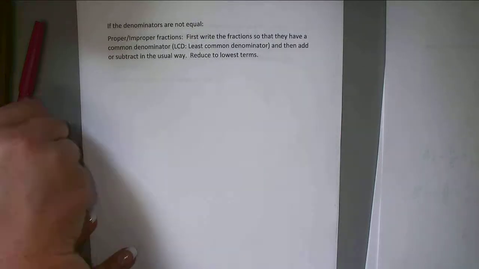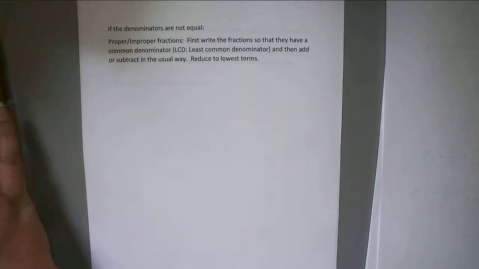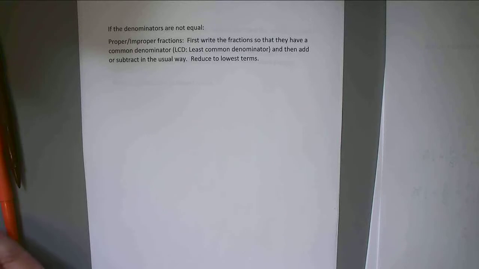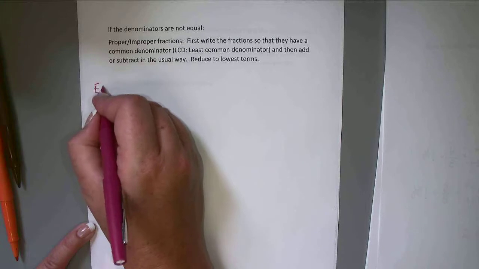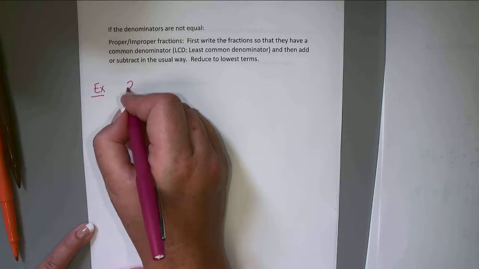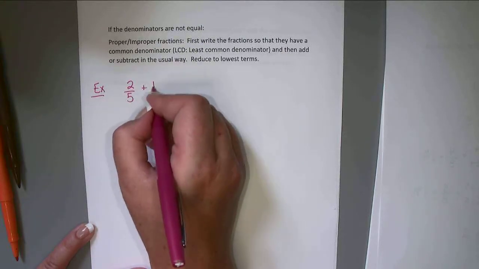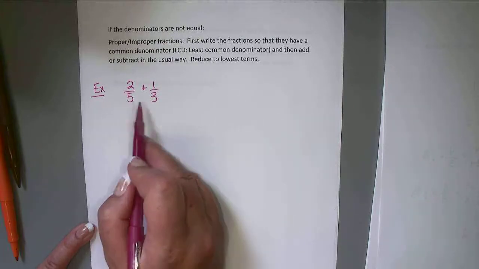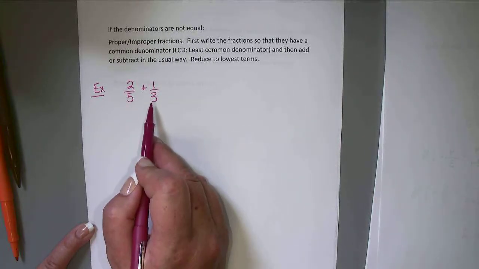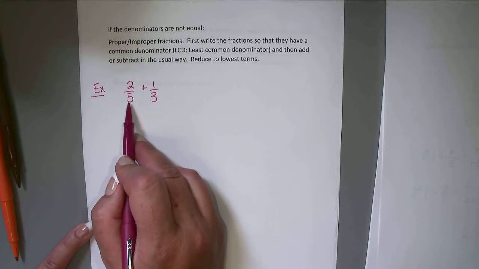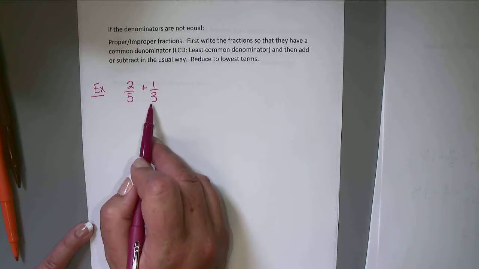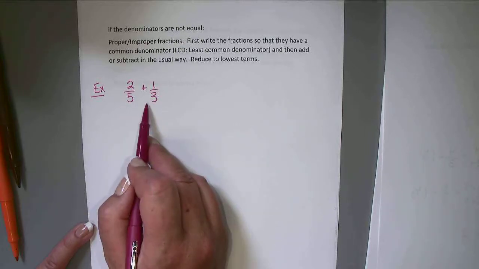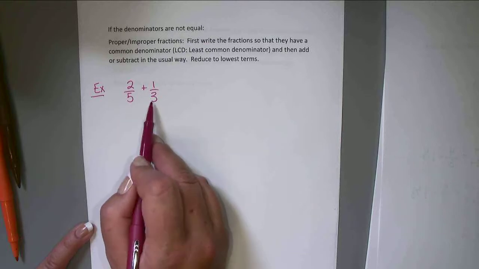So if the denominators are not equal, then we first find a common denominator. So we'll call that the LCD, or the least common denominator. So for example, if I have 2 over 5 and I want to add 1/3, I can't add them because the parts are not equal. So fifths are smaller than thirds, and we can't add them together unless we make them out of the same thing. So 5 times 3 is 15.